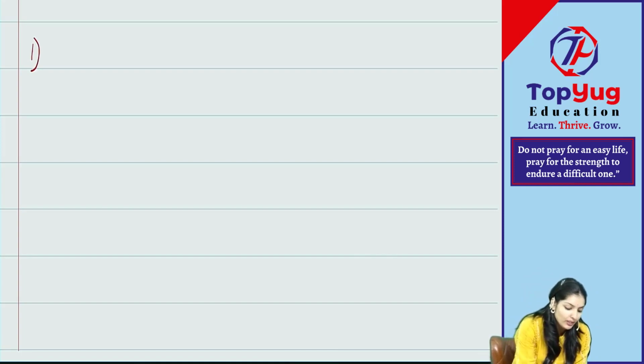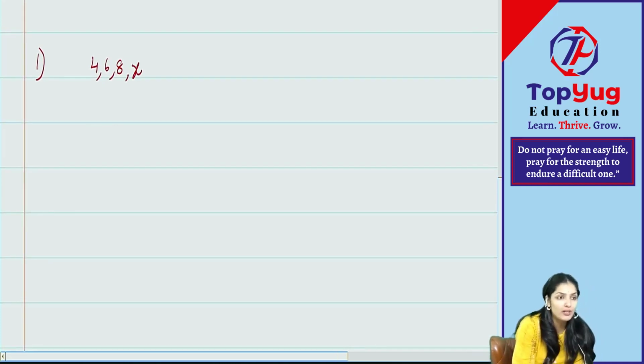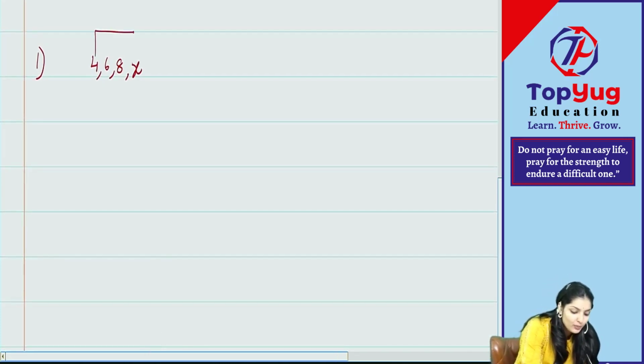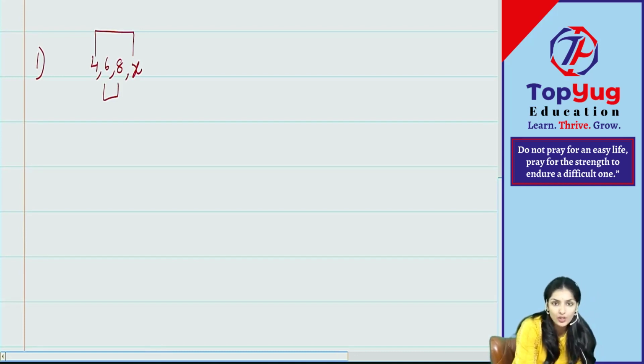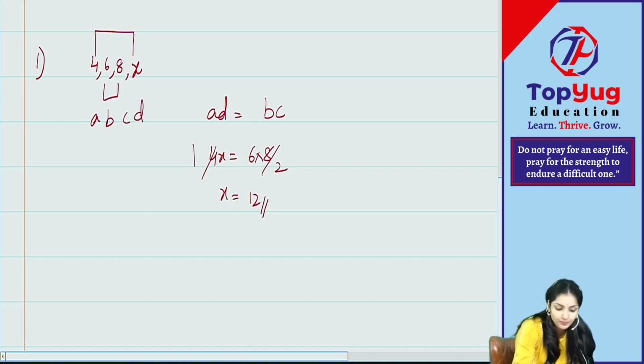Question number 1. The fourth proportion to 4, 6, 8. Let the fourth proportion be x. We know that the product of extremes is equal to the product of means. These are A, B, C, D. We know AD is equal to BC. So basically 4x is equal to 6 into 8. X is equal to 12. Option A.